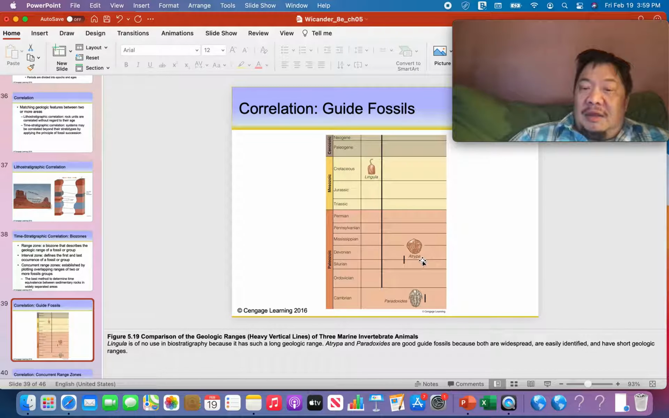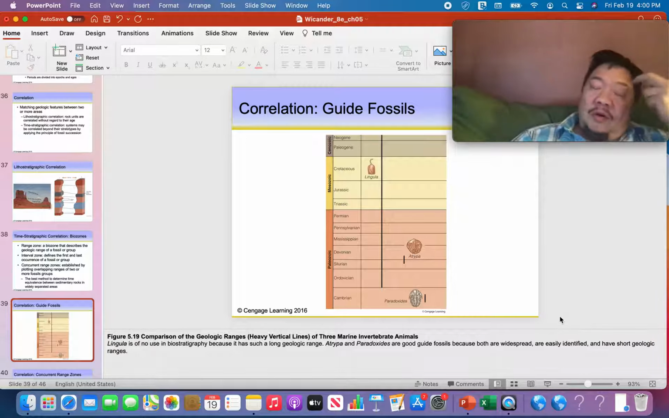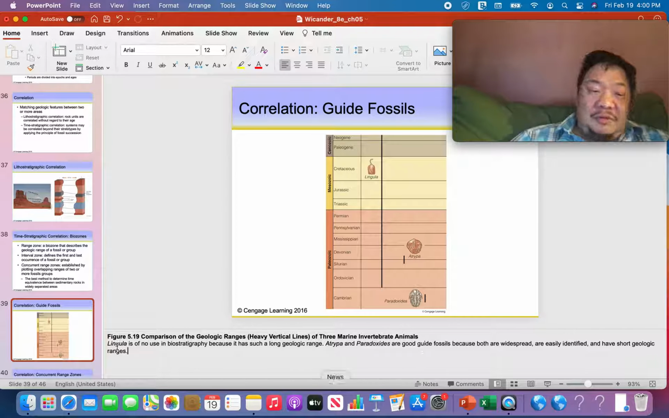On the other hand, Atrypa, this brachiopod, lived for this short amount of geologic time, between about 440 to 435 million years ago. So if we find Atrypa and it's geographically widespread, it's an excellent index fossil because it really narrows it down. We know when this rock formed: between 430 or 435 million years ago. This trilobite here, which is also geographically widespread, would be an excellent index fossil or guide fossil.